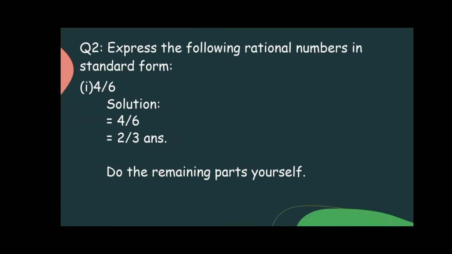Now question number 2 is express the following rational numbers in standard form. Part 1 is 4 by 6. So we have to do the cancellation first. The numerator and denominator can be cancelled out by the table of 2. 2 2s are 4, 2 3s are 6, and the denominator is already positive here. So this 2 by 3 is now in its standard form. Do the remaining parts yourself. Same strategy will be followed.